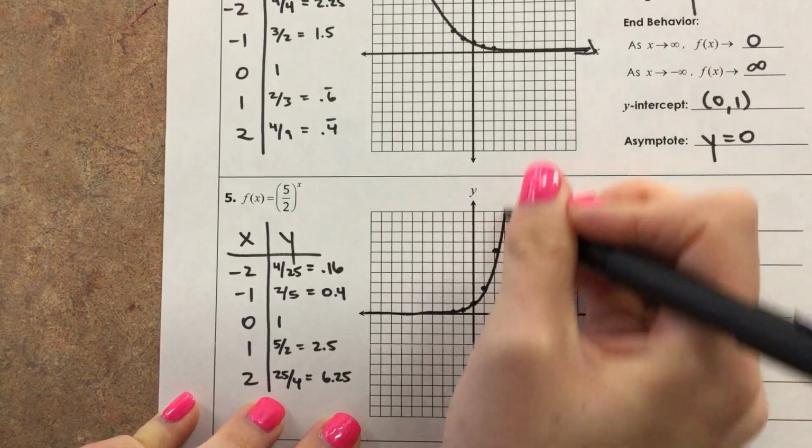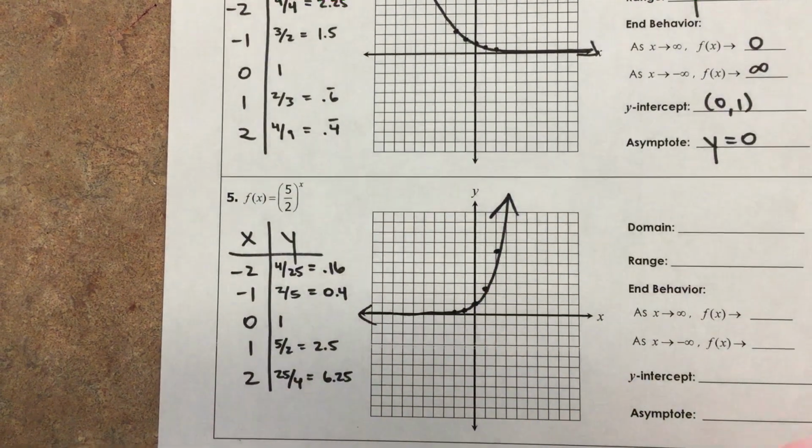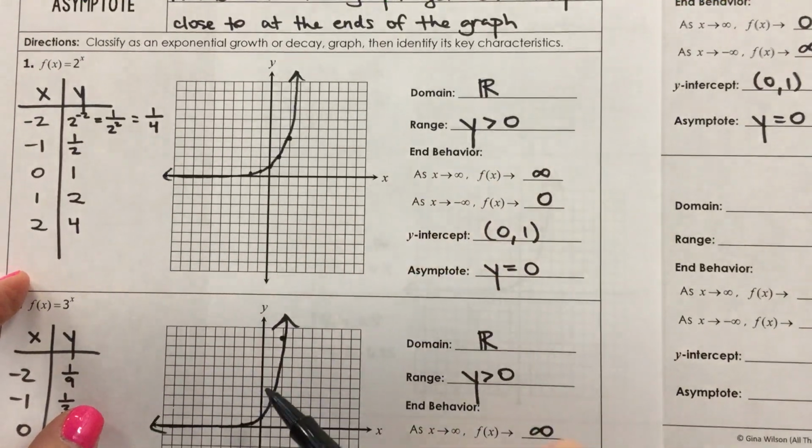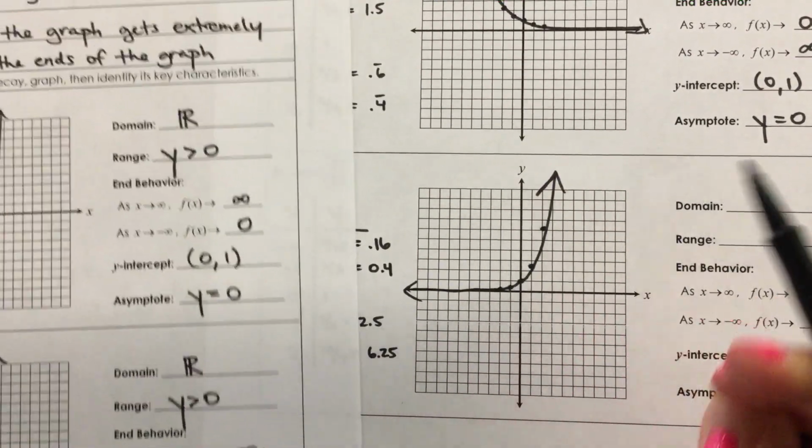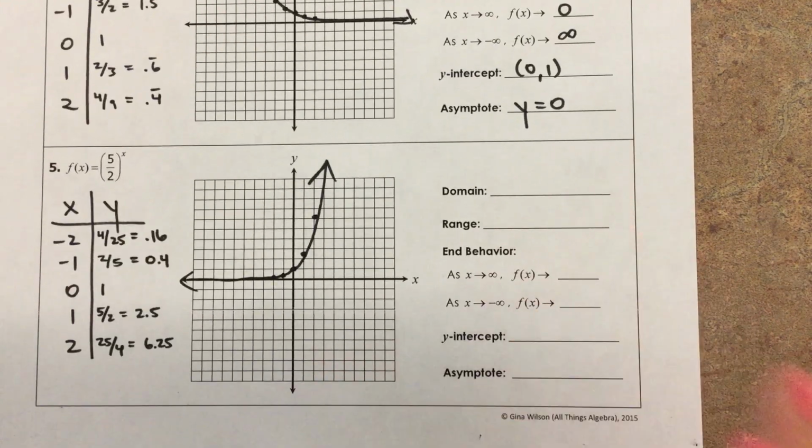So if you look, kind of a comparison here between these two. So here's 2. Here's 3, which gets much steeper, much faster. This is kind of right in between the two because it's 2.5. So that's what the graph looks like.